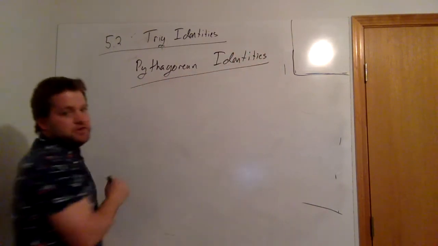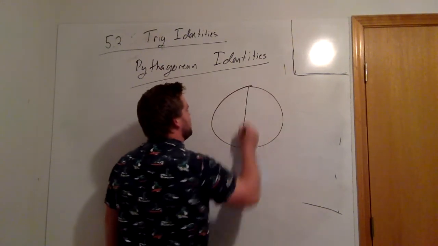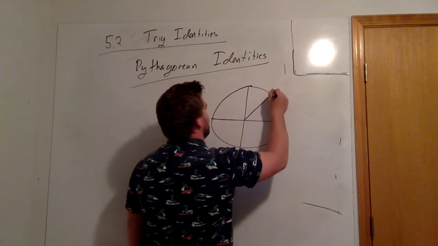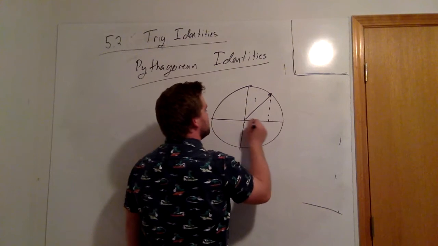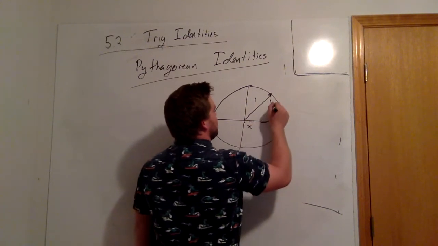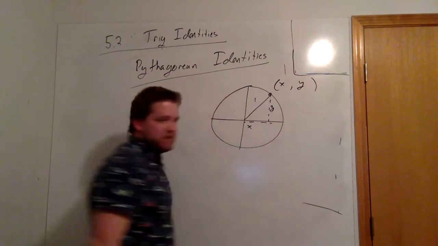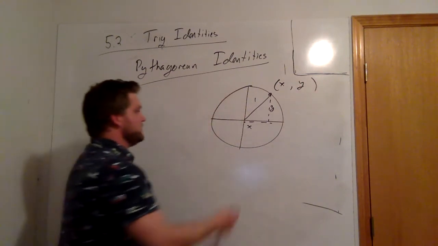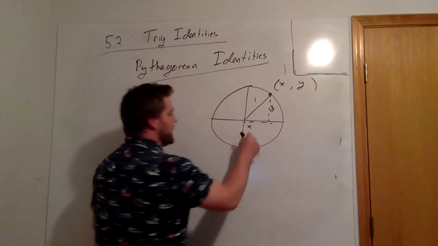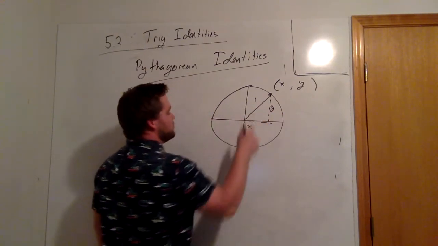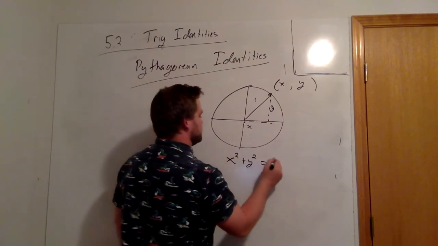Recall the unit circle. We have a circle with a radius of 1. This is the x-coordinate, and this here is the y-coordinate. What's true about the unit circle is that, in this triangle, the Pythagorean theorem holds: x squared plus y squared is equal to 1 squared. So x squared plus y squared is equal to 1.